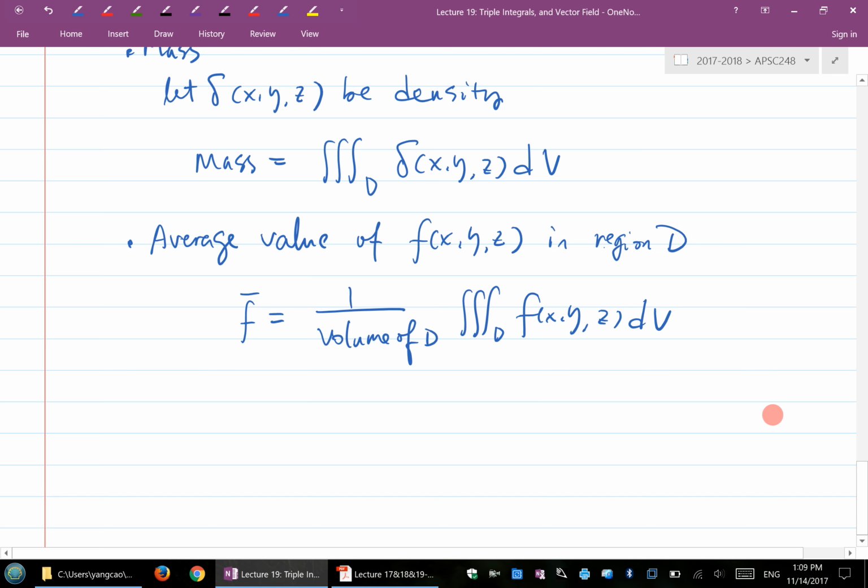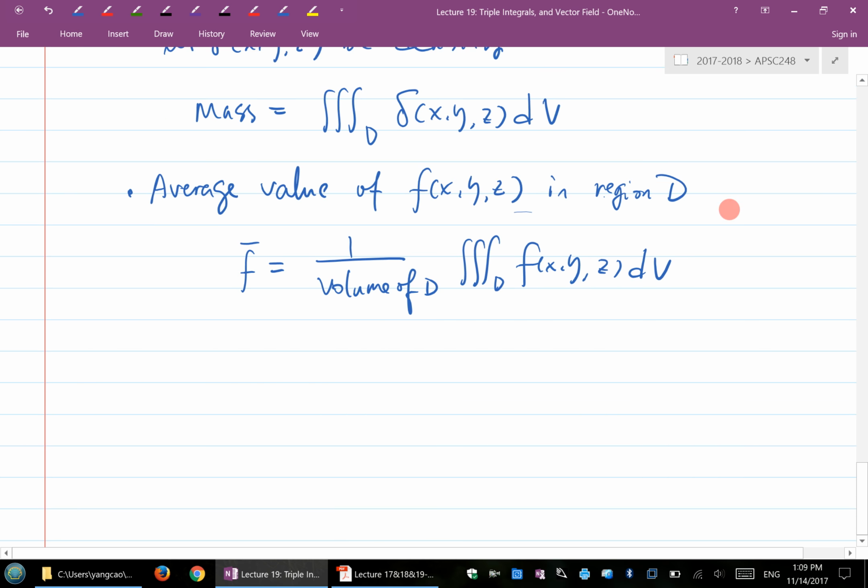For example, if this represents the temperature distribution inside this classroom, and you want the average temperature inside this classroom, then you plug this temperature function in here, and then you calculate, of course, the total volume of the classroom. Then this triple integral divided by that number gives you the average temperature value. Okay, that's the average value.